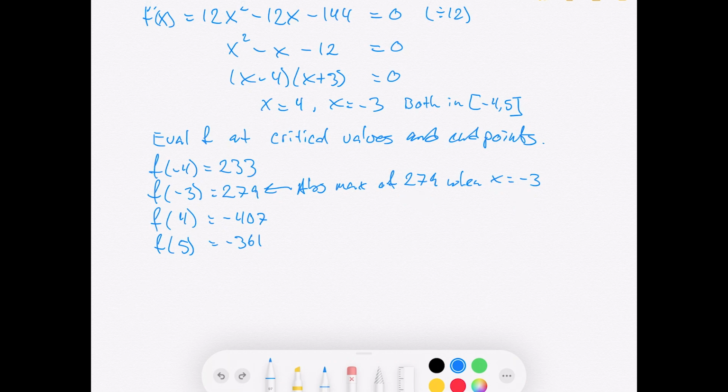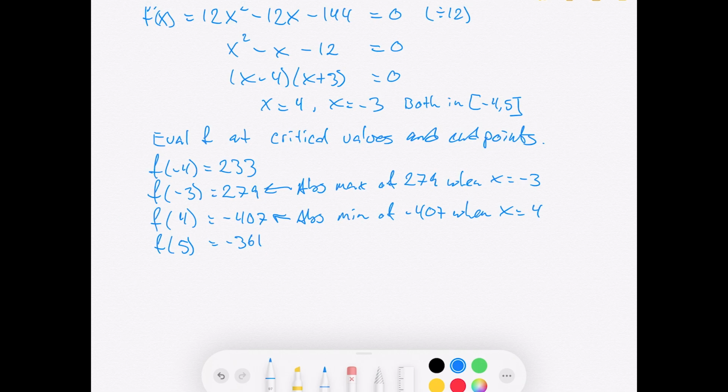The absolute minimum of negative 407 happens when x equals 4. And that is the solution to our first problem in 4.1, finding maximum and minimum values.